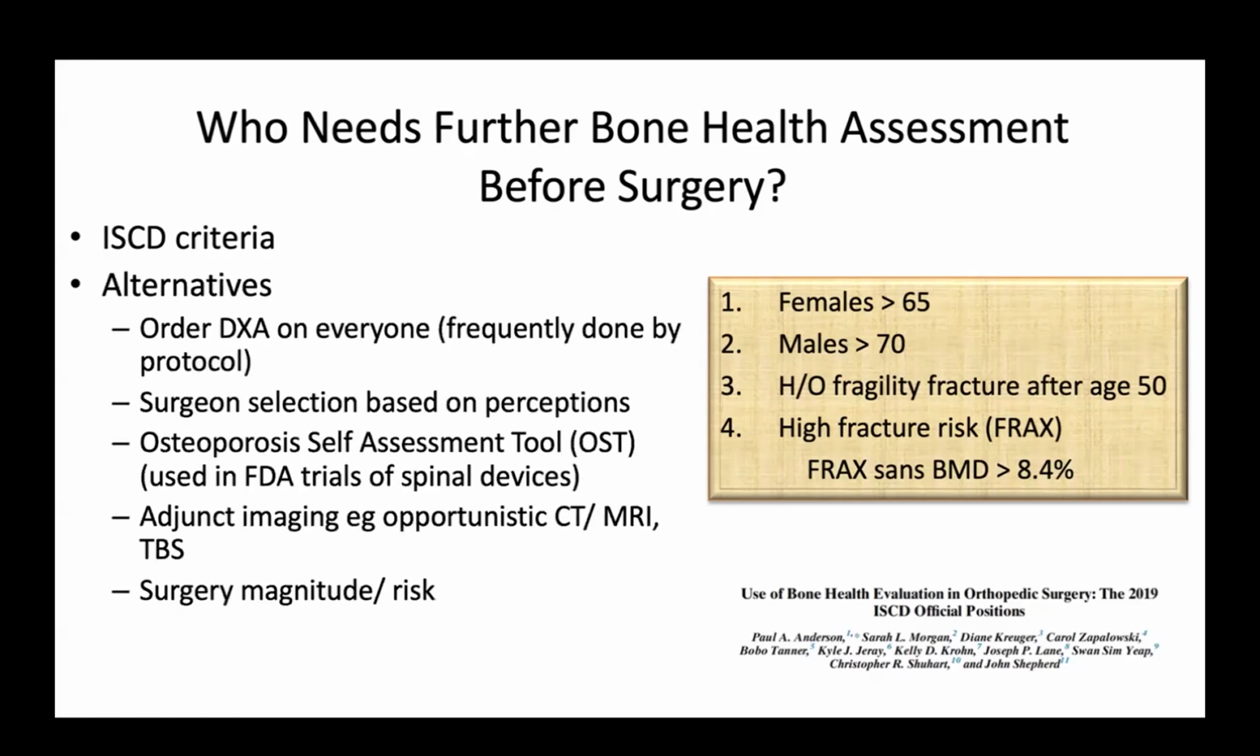Now, there are other alternatives. Some spine surgeons will do a DEXA on everyone who's getting a spine fusion. Some surgeons will look at it based on their perceptions, there's something called the Osteoporosis Self-Assessment Tool, or OST. And then we can use adjuncts like opportunistic CT, or also just factor in the surgical magnitude. You're doing revision surgeries or 12-level fusions. It's probably worthwhile getting a DEXA scan.